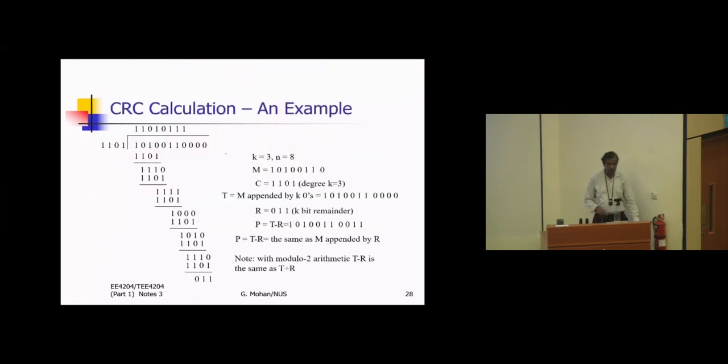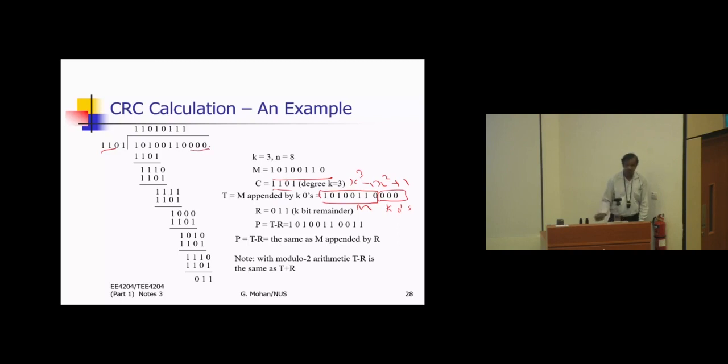Maybe look at an example. So this is the message bits 10, 100, 110, and let's say we use 1101 as the divisor, that is degree 3, because this is x cube plus x square plus 1. The degree is 3. So the first step is we shift left. This is m, and then k zeros, because k is 3. You are multiplying it by x cube. That's what it means, so that is the same as adding 3 zeros at the end.